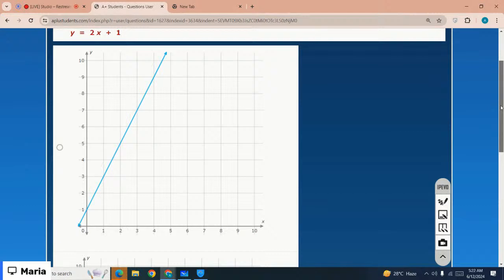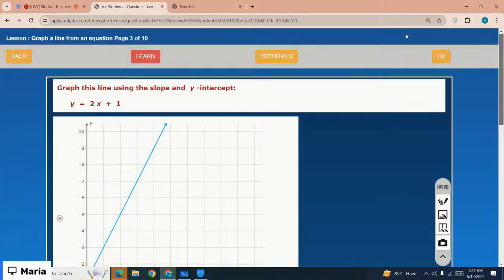The correct option is option number 1, right? Because here is the y-intercept 1 where the graph is crossing the y-axis and the slope is 2. So the change in y is 2 and the change in x is 1. So option number 1 is the correct option.